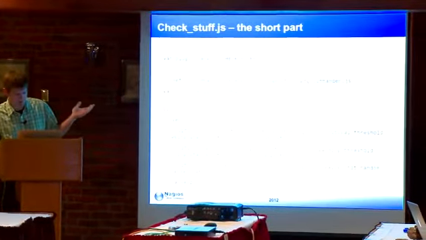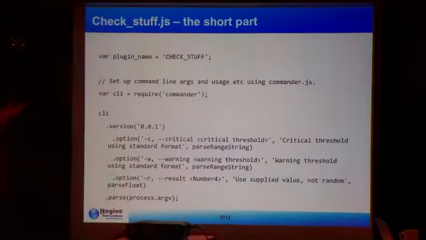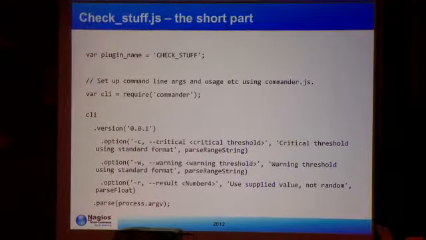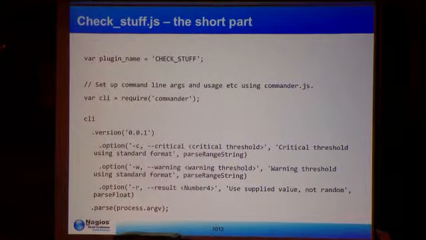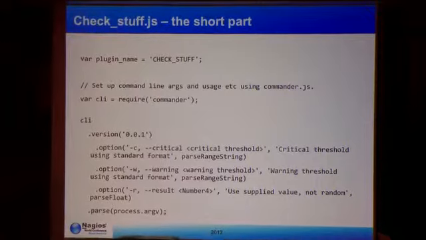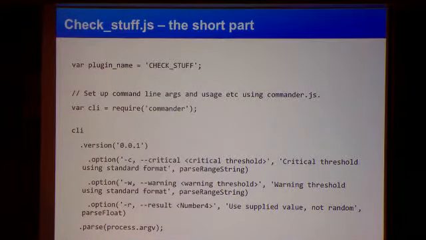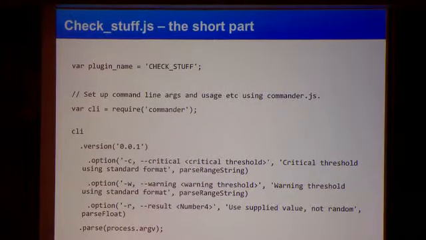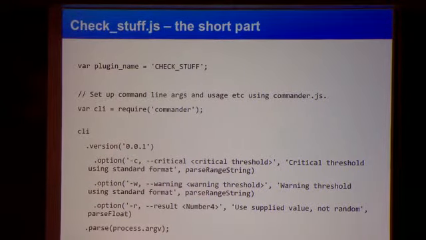So I wrote the same script, the check stuff PL sample script. All it does is create a random integer between 1 and 20, and then it processes the warning and critical arguments and returns whether the random number is within those thresholds. So it's just an example. I implemented that in Node.